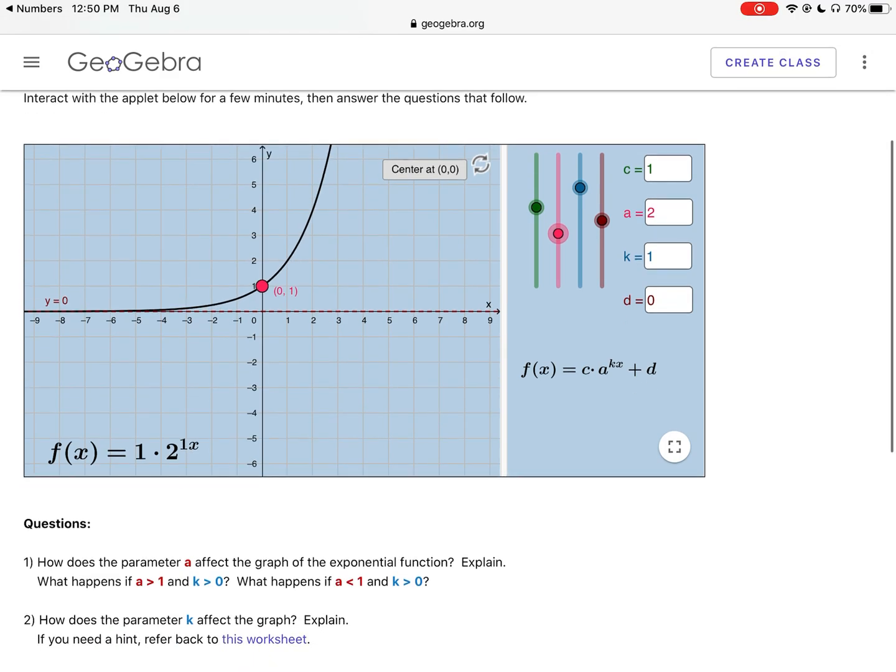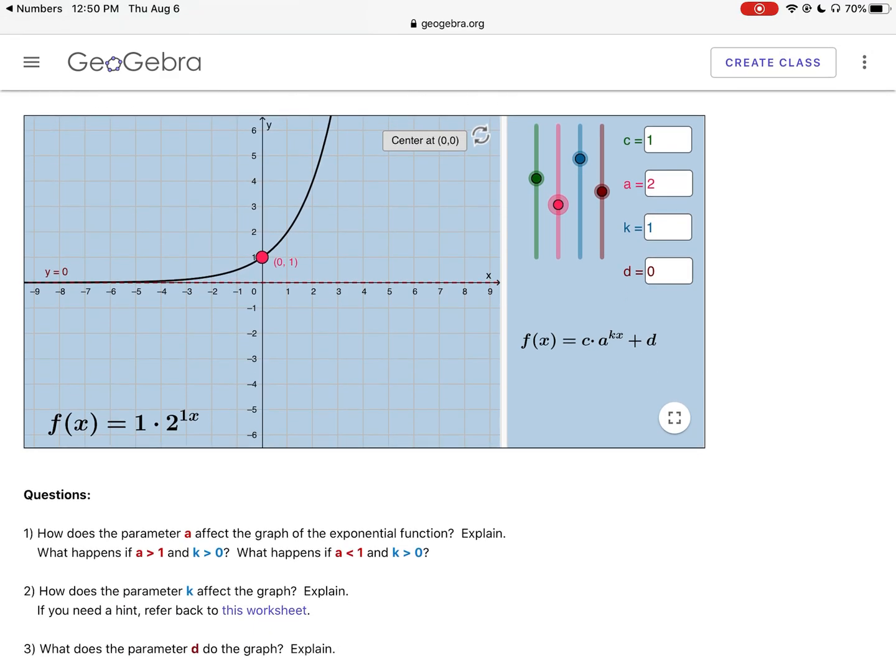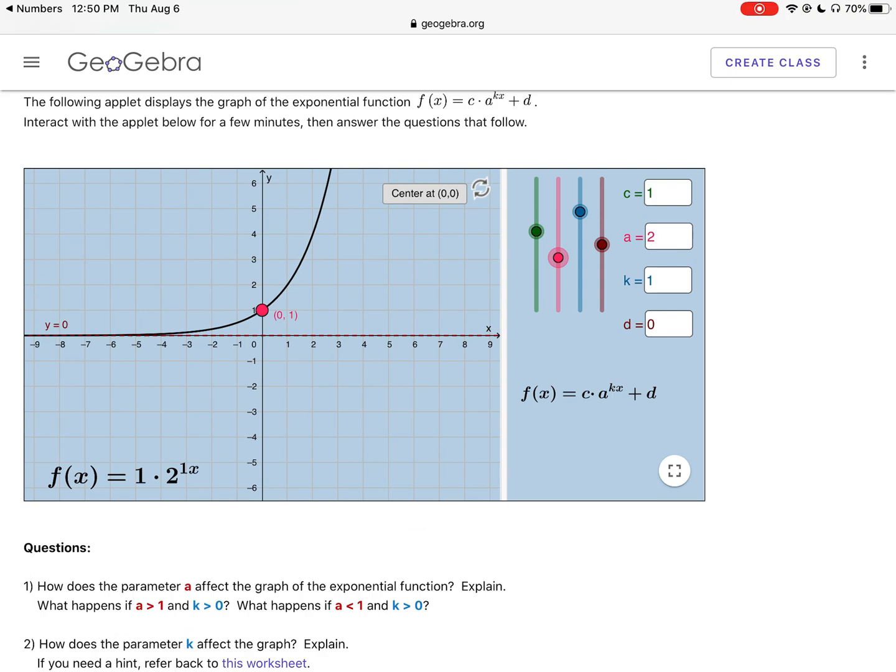Question 2, how does the parameter k affect the graph? At first glance, k is going to appear to have a similar effect as the value of a, but notice that k is allowing me to use negative values. So when k is negative the curve is decreasing, and when k is positive the curve is increasing. Really what k is doing is having a horizontal stretching or compressing effect on the curve.